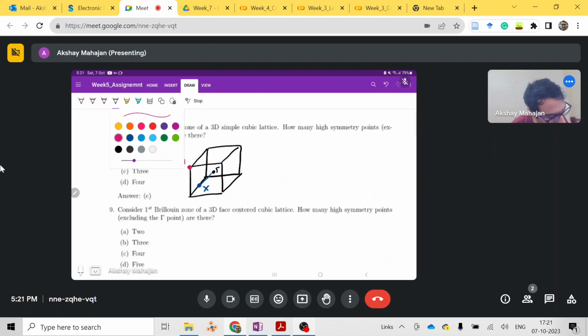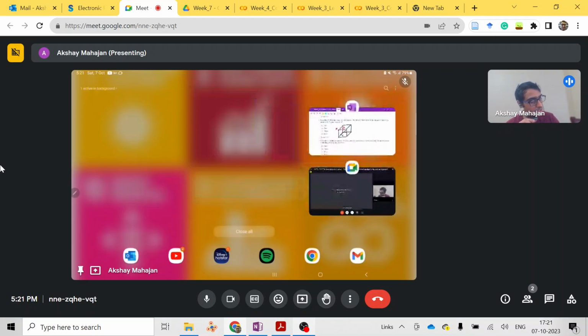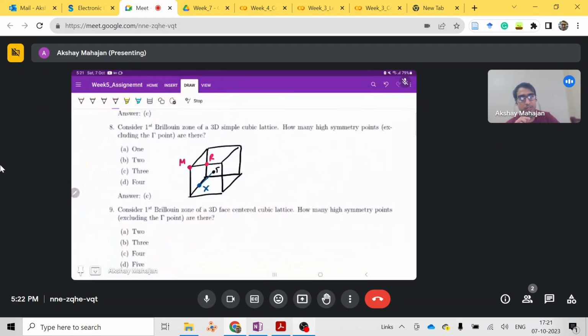will be your r point, which is at the center. So one at the corner, one at the face center, you can call it x, and one at the midpoint of your edge. Since it is a simple cubic, all other points will be similar. So we just need the 3 points other than your gamma point: x, m, and r. So these are the high symmetry points.